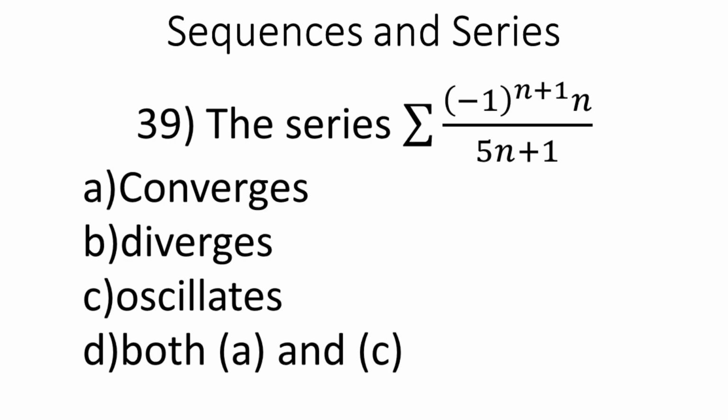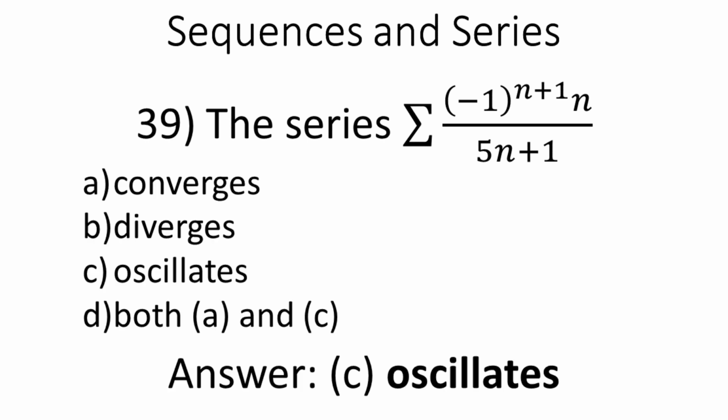Question number 39. The series sigma minus 1 power n plus 1 into n by 5n plus 1. This is an alternating series. So we can use Leibniz test and find the limit n tends to infinity n by 5n plus 1. Here the answer is non-zero. Therefore answer C. Option C, oscillates, is the correct answer.